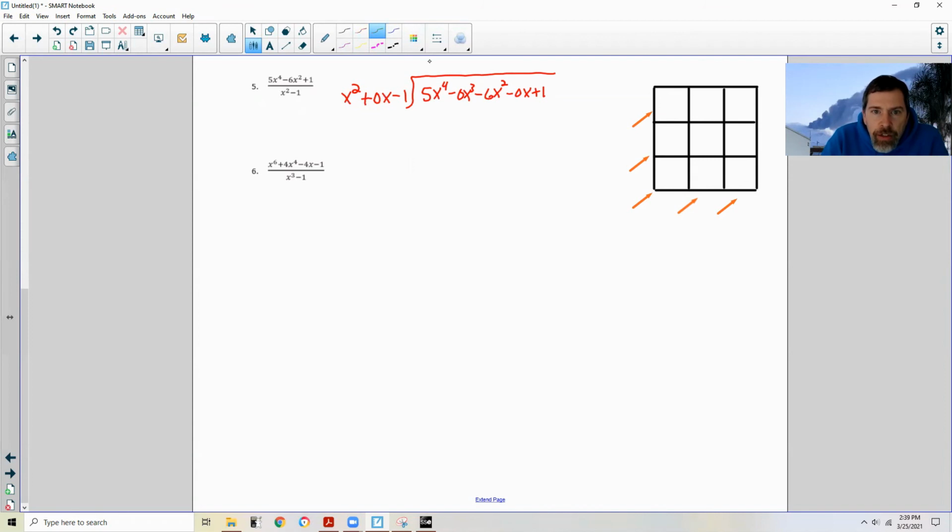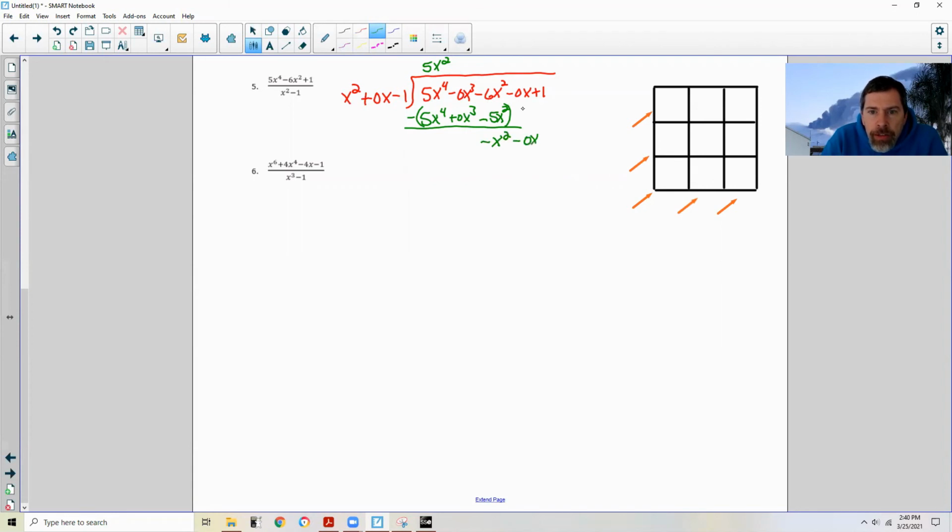x squared, 5x to the fourth, I need a 5x squared. 5x squared times x squared is 5x to the fourth. 5x squared times 0 is 0x cubed. x squared times x cubed, 5 times 0, 0. 5 times negative 1, negative 5x squared. Subtract. I'll put parentheses here, so don't forget to distribute that negative. 5 minus a 5 is 0. 0 minus 0 is still 0. Negative 6 minus a negative is plus. Negative 6 plus 5 is a negative 1x squared.